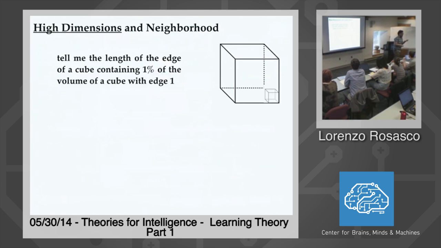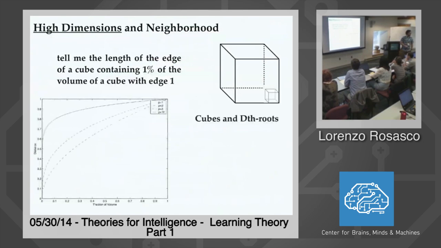Cubic root. Right, you just have to take the p-th root, or whatever it is, okay? So let's plot it. This P, 1, 2, 3, 4, is the actual dimension of the space, okay? So if the space is 2-dimensional, you take the square root. If it's 3-dimensional, you take the third root, and so on and so forth. So what do you see?